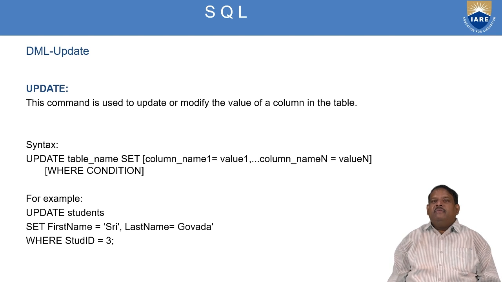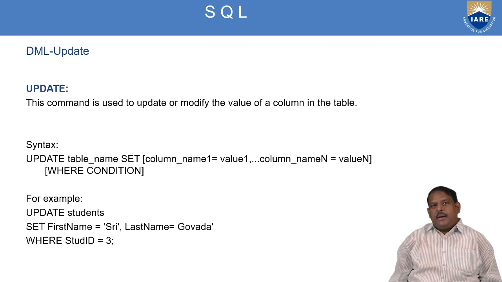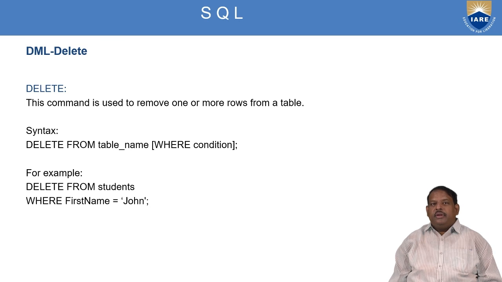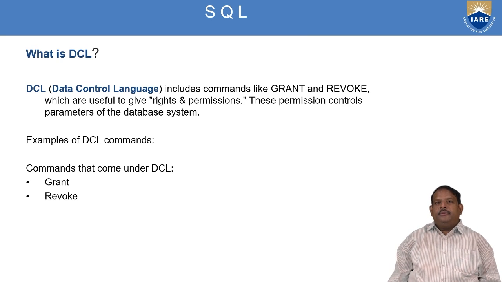Update is to modify the value of a column in a table. Update what you want to update in some table. You're setting a new value based upon some condition. At this point, don't worry about the syntax. Only remember that update is used to change values. And delete is going to remove one or more records from a database table.